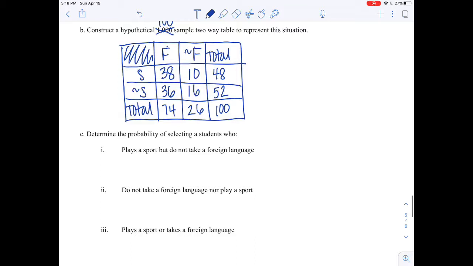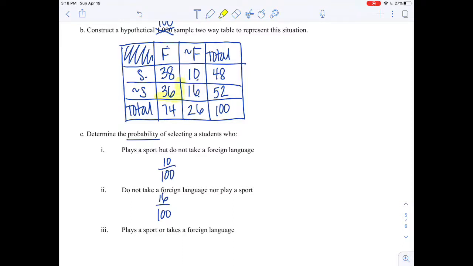What's the probability of playing a sport but not taking a foreign language? Play a sport, don't take a foreign language, 10 out of 100. Don't take a foreign language or play a sport. 16 do neither, so 16 out of 100. Play a sport or takes a foreign language.